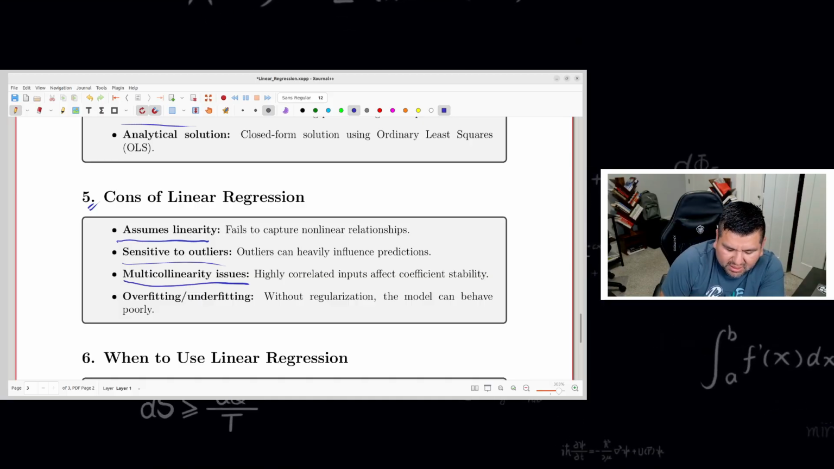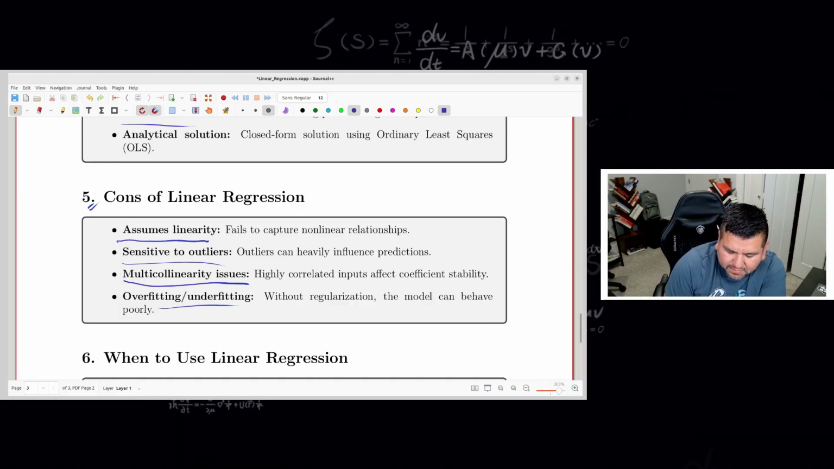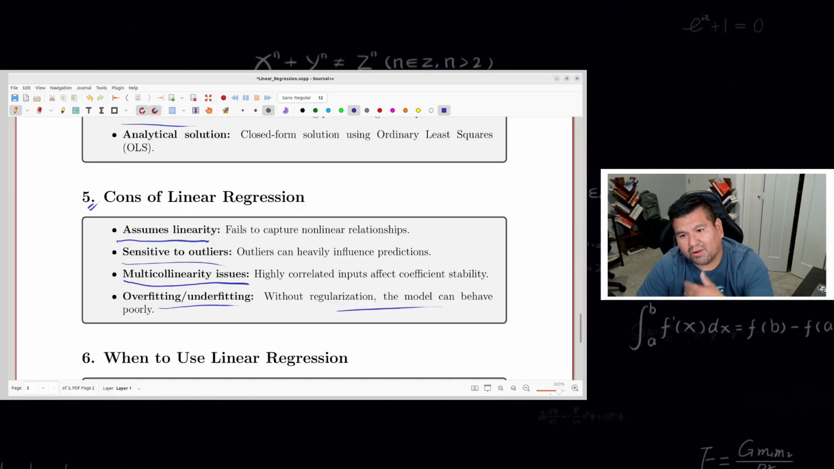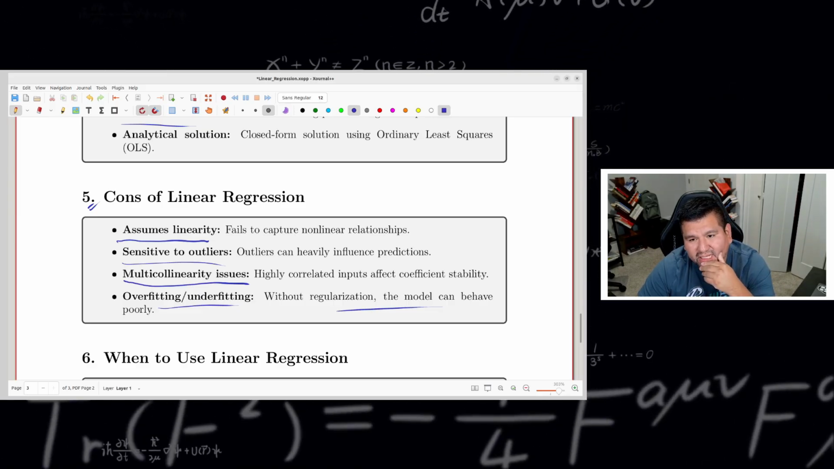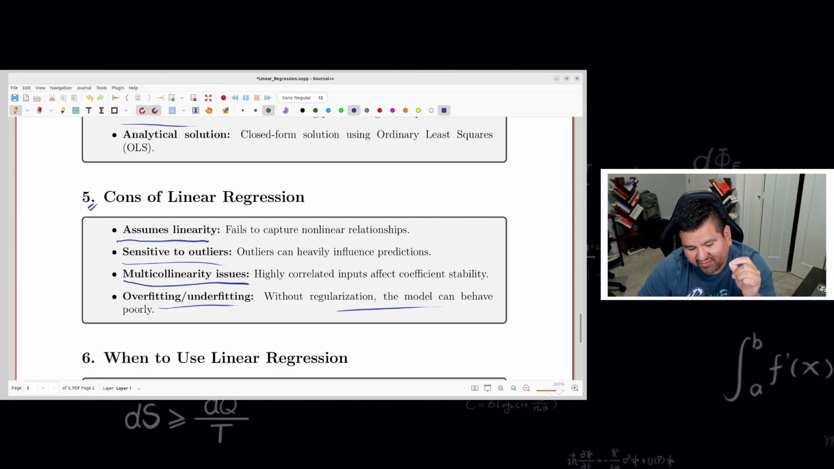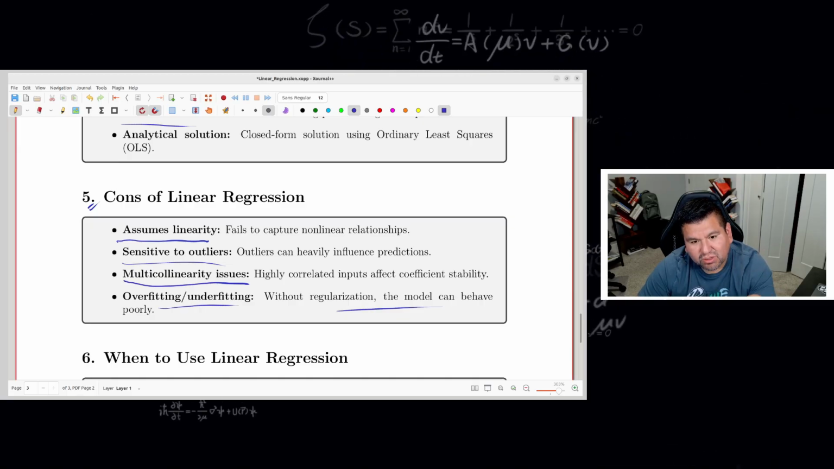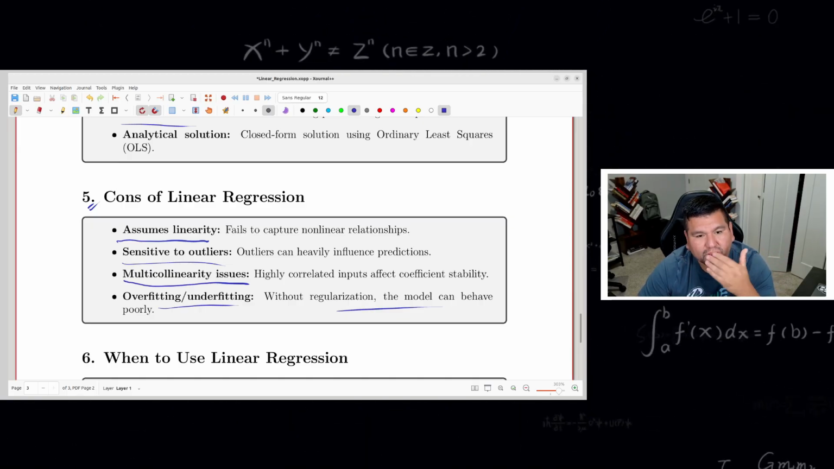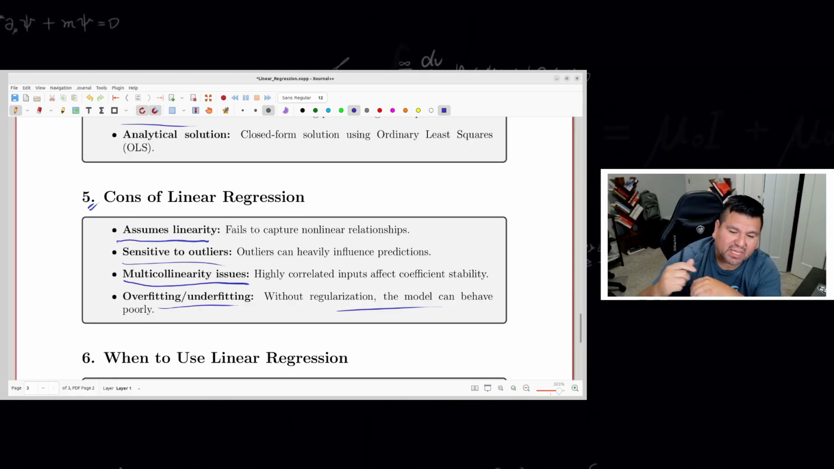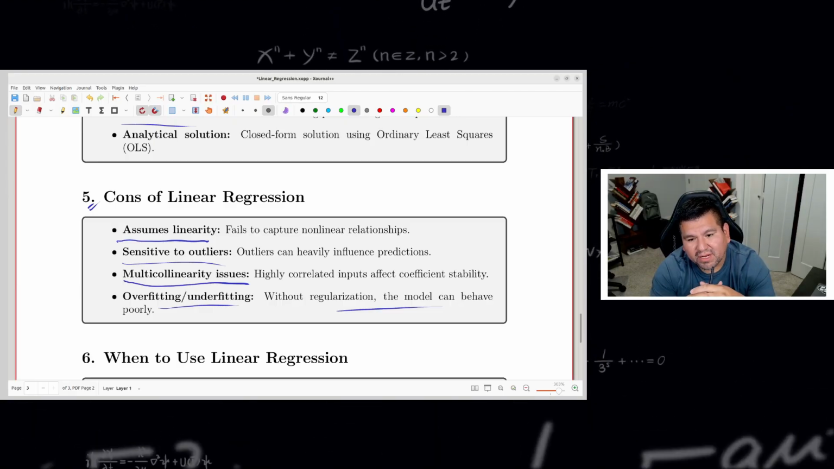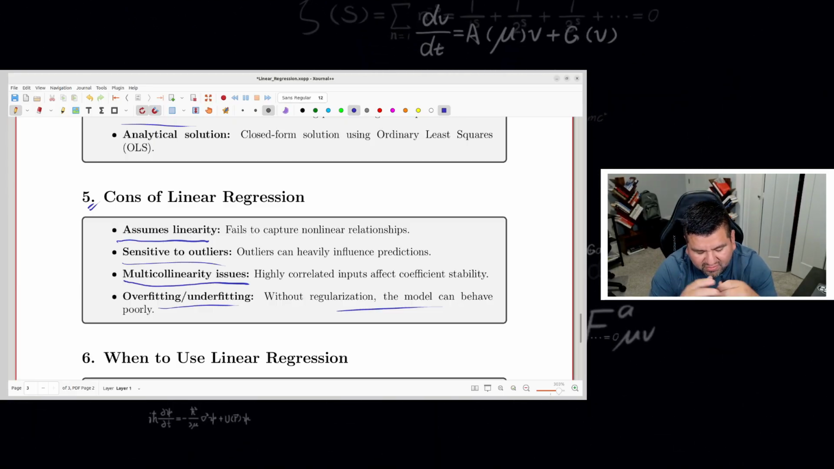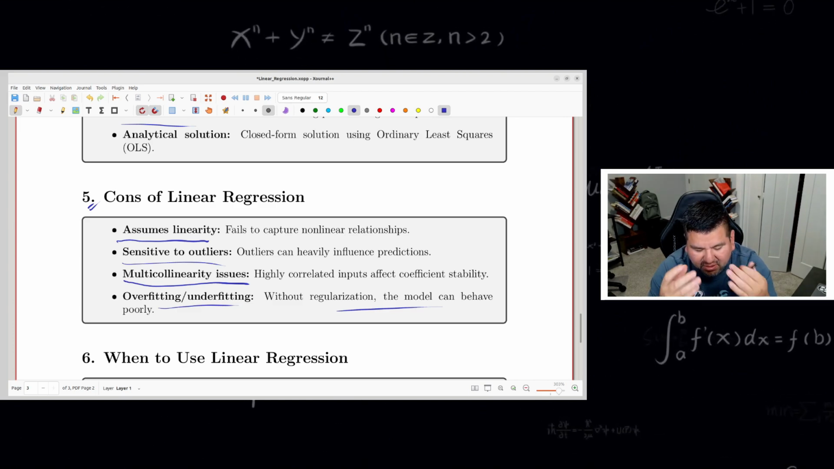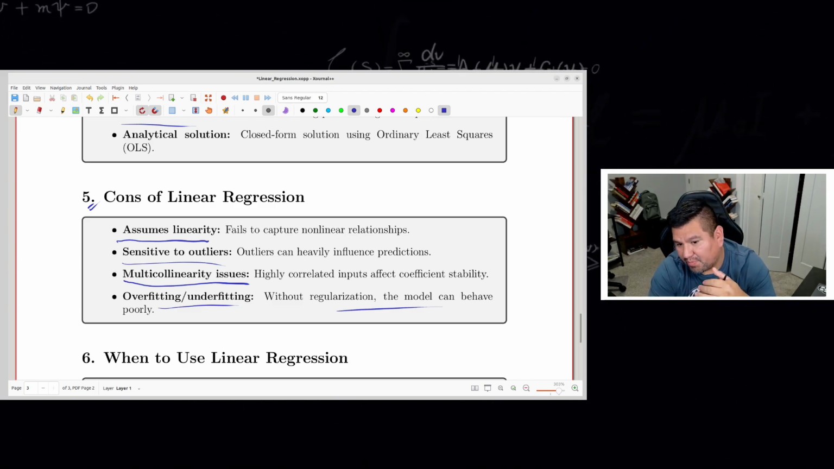Without proper regularization, the model can behave poorly. So linear regression models are very sensitive not only to outliers, not only to multicollinearity, but also to having inputs on different scales, which will also have a negative effect in terms of model performance. So that's something that you need to keep an eye on, and regularization is also another big component there.